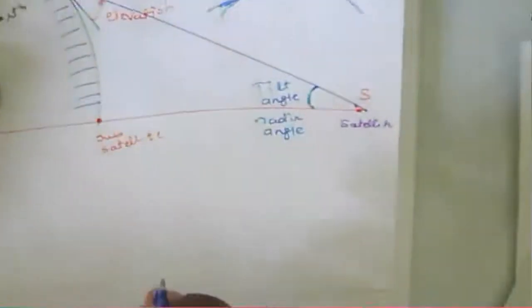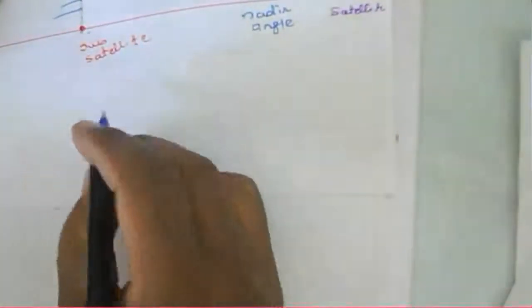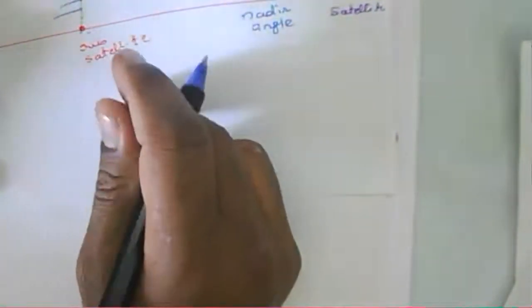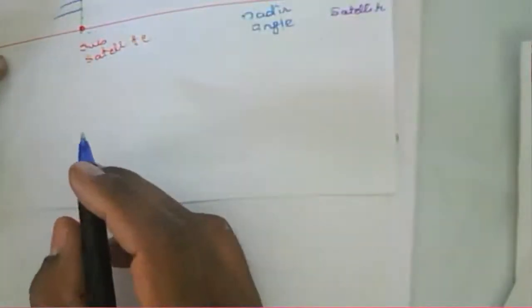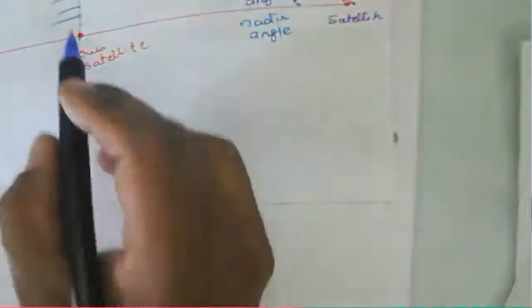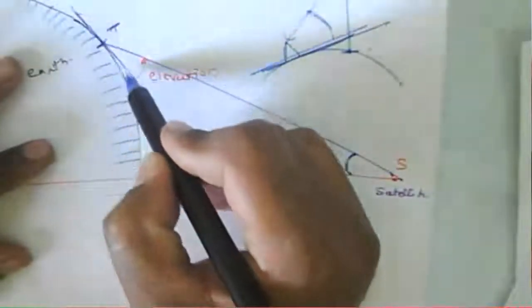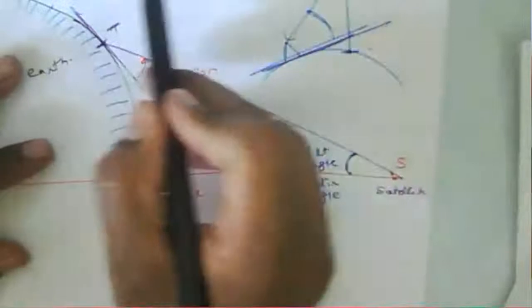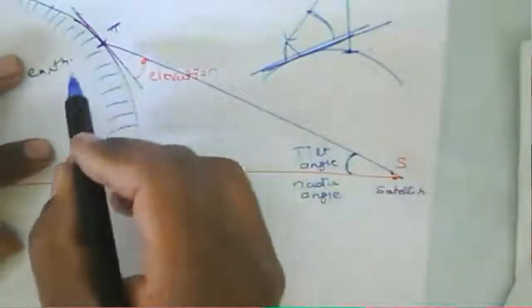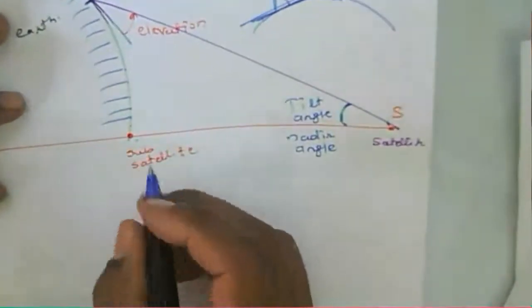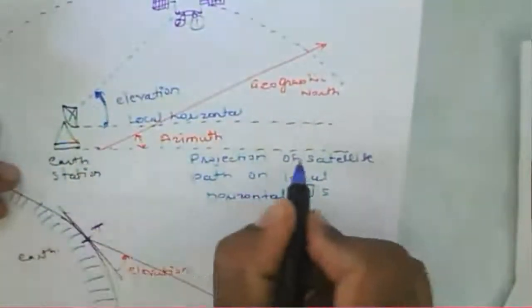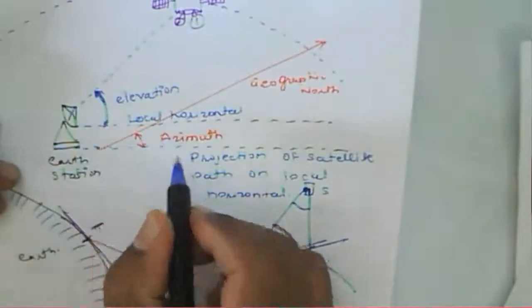Now for the azimuth, what is azimuth? It is the angle measured from the geographic north at the Earth station to the trajectory of the satellite path, on the local horizontal plane in the easterly direction. This one we say is the geographical north, and this is the local horizontal, and that angle is toward the easterly direction.